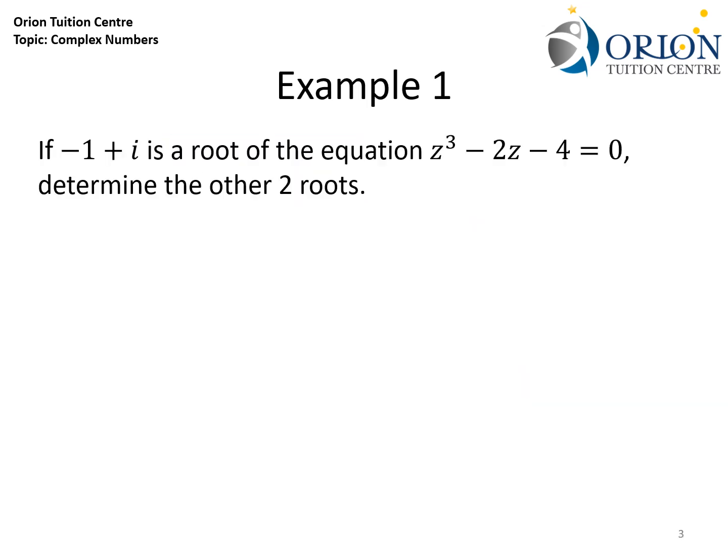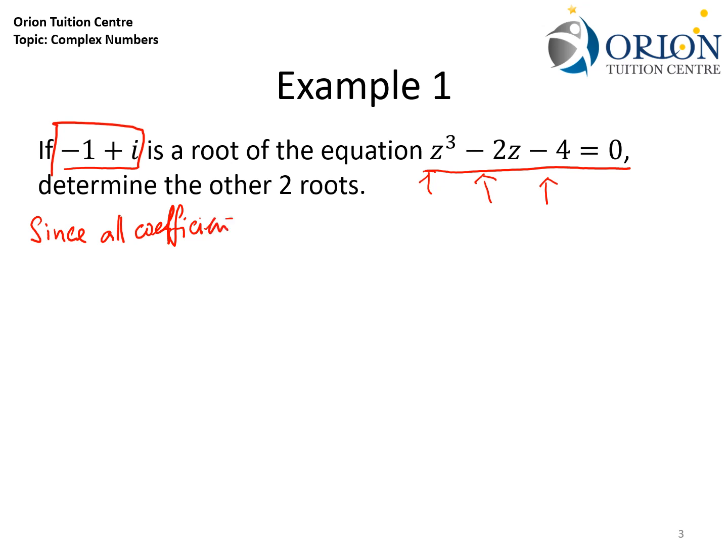In example 1, we have this cubic equation and we are told that minus 1 plus i is a root of the equation. And we are going to make use of it to determine the other two roots. So first thing to note is that all the coefficients of our cubic equation are real numbers. Therefore, the conjugate of minus 1 plus i must be another root. So we can say that since all coefficients are real, minus 1 minus i must be another root.